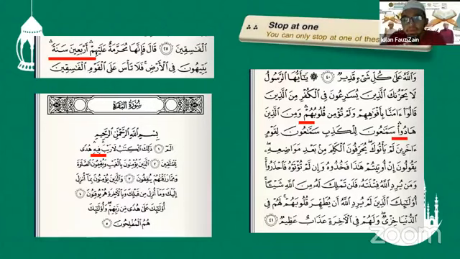Okay, so for example, we stop at the first stop. Also, like I said, we can choose to continue and stop at the second stop. Or the third choice, we just continue without stopping at any of these. So this one we call wakaf ta'annu, and that's the correct way to read it.